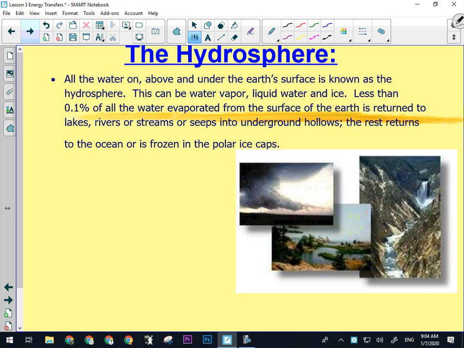All right, hydrosphere. The hydrosphere is all the water on Earth in all three states: vapor, liquid, and ice. So all the water on, above, and under the Earth's surface is known as the hydrosphere. Less than 0.1% of all the water that's evaporated from the surface of the Earth is returned to lakes, rivers, or streams, or seeps into underground hollows. The rest runs to the ocean or is frozen in the polar caps.